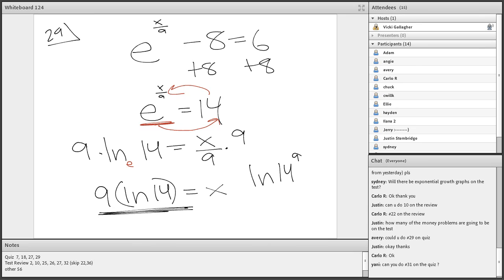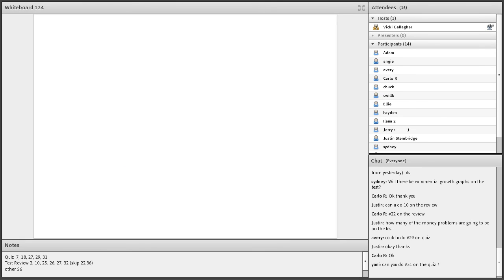All right, next one is number 31 on the quiz. This one, I can guarantee you 100% for sure there will be a problem like number 31 on tomorrow's test. So it's really important that you know how to do a problem like number 31. I hope we all have the quiz, so I'm not going to type out the question. It's actually a follow-up to question number 30, and so we're going to use the same formula we used in question 30, and that is A equals P times 1 plus r over n, to the power of n times t.